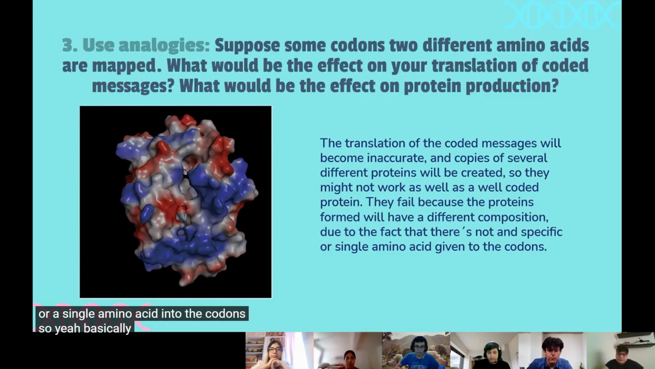So basically, if the process is not done correctly, or there is a certain type of change, it will change the whole process around, and it will not work as well. I mean, it could produce some proteins, but they will not work as well as a well-done protein.